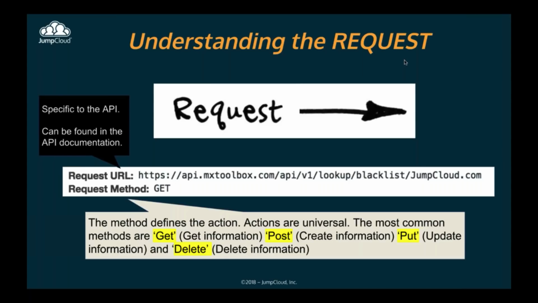All API requests always go to a URL. So that URL defines the endpoint that we want to communicate with. In this example, we were looking at the blacklist endpoint on the lookup, and we gave it JumpCloud. The method here was a get. The URL is always going to be specific to the API. And when we think about scripting this, we're always going to have to find this inside of the documentation for that application. The methods that we use are universal. So method examples are like get to get information, post to create information, put to update information, or delete to delete information.